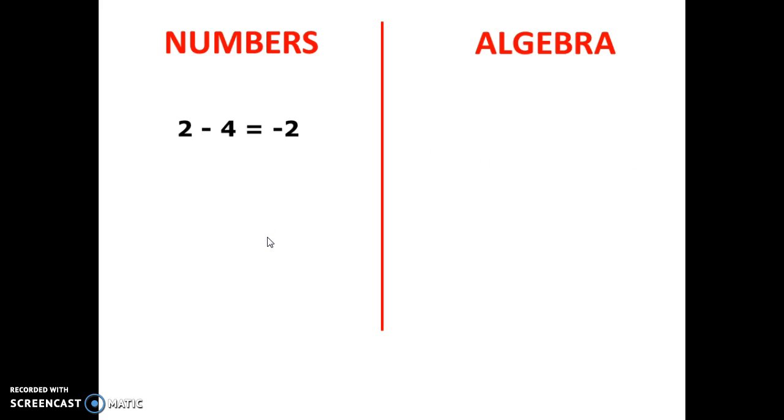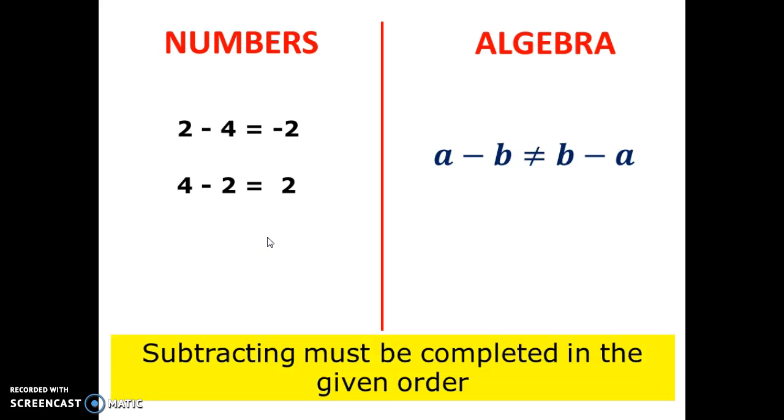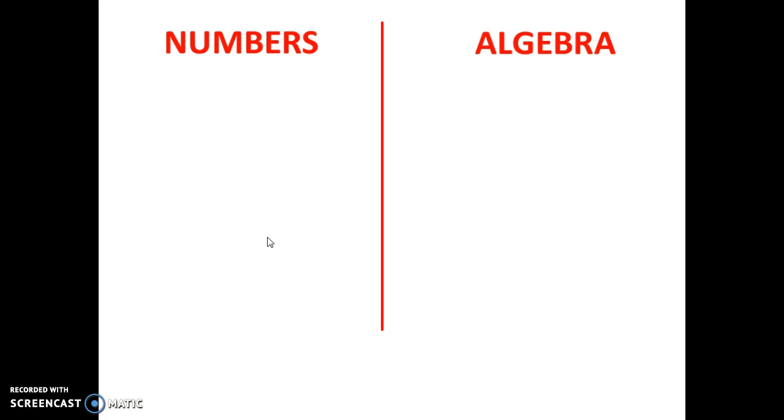If I subtract numbers, if I do 2 minus 4, I get minus 2. If I swap the order around, 4 minus 2 is a positive 2. So the commutative law doesn't work for subtraction. So that means A minus B can't be equal to B minus A. So our subtraction must be completed in the order that's given to us.